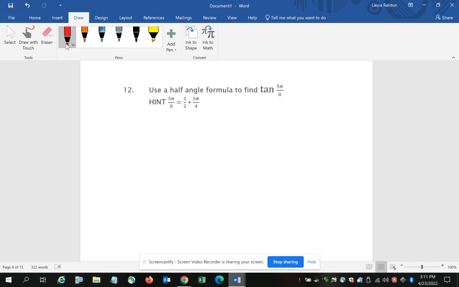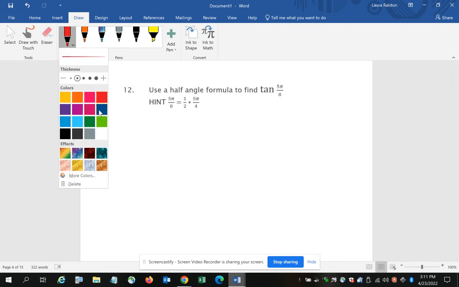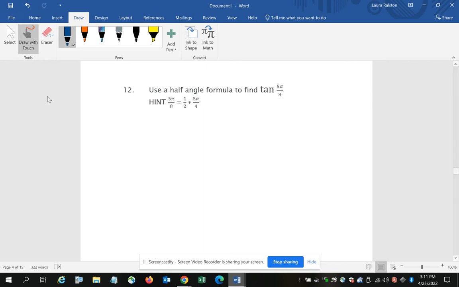All right. Question 12 again tells you specifically to use a half angle formula, and this time we want tangent, and we want tangent of 5 pi eighths, and it tells us that 5 pi eighths is 1/2 times 5 pi fourths. So for tangent, here again with tangent, you have half angles, you have 3 different formulas, and I'm going to write them all down here, and we'll talk about which one I would recommend that you use pretty much all the time.